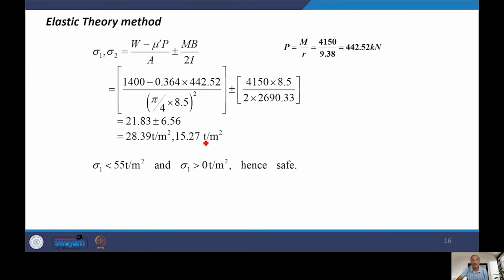And both sigma 1 and sigma 2 are checked here. Sigma 1 should not be greater than 55 ton per meter square, and sigma 2 also. You have some tension, but this tension in the road is very limited, that is 6.56, almost 7% only. So that is another view. Sigma 1 is 28.39, but this quantity is less than 55 ton per meter square, which is the permissible value. So this is fine. Same thing is for sigma 2. Here it should be sigma 2, this should be sigma 2. So this correction needs to be done.